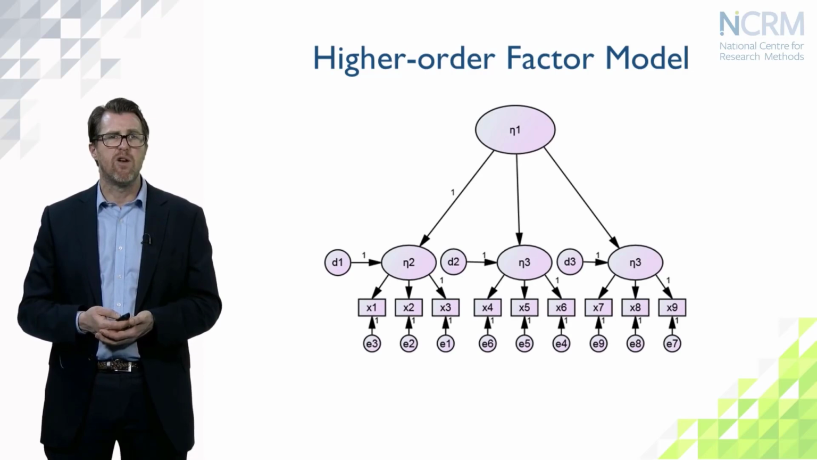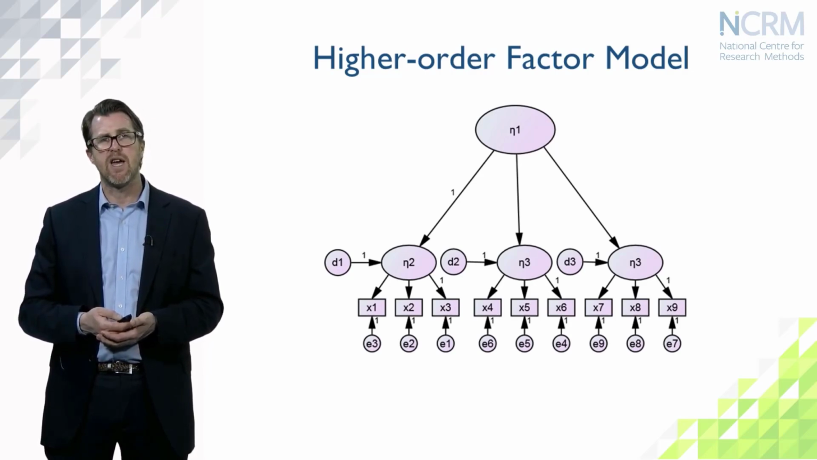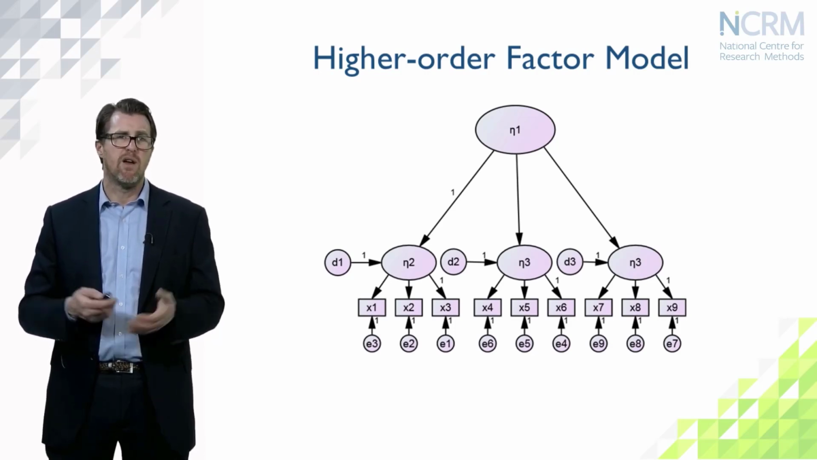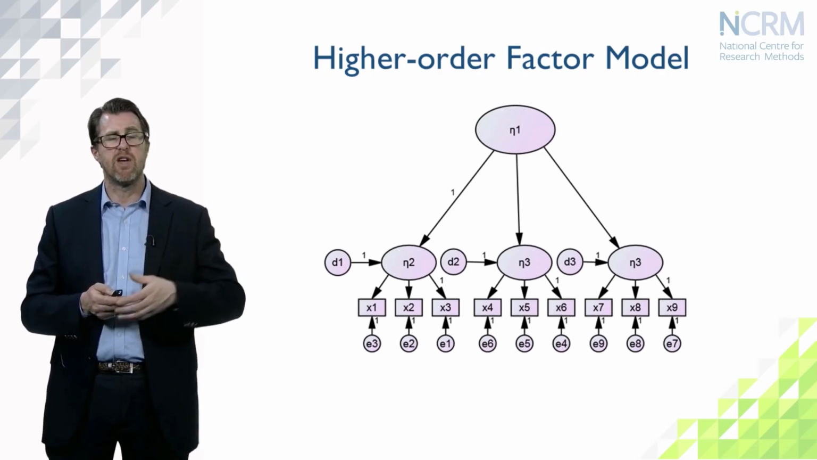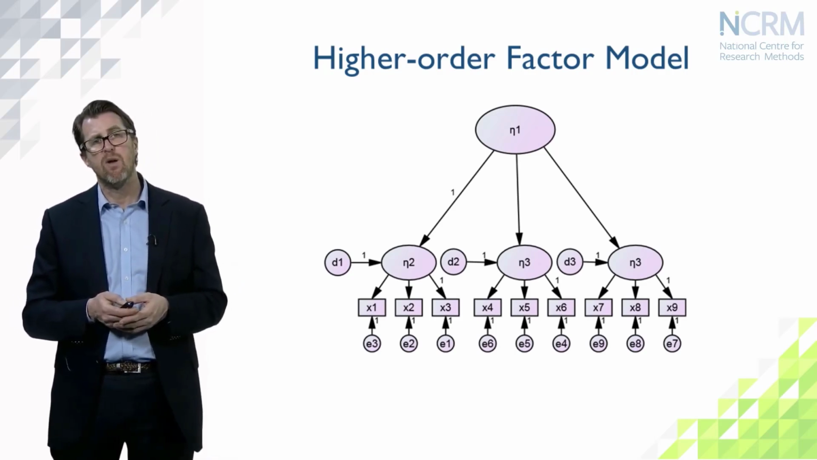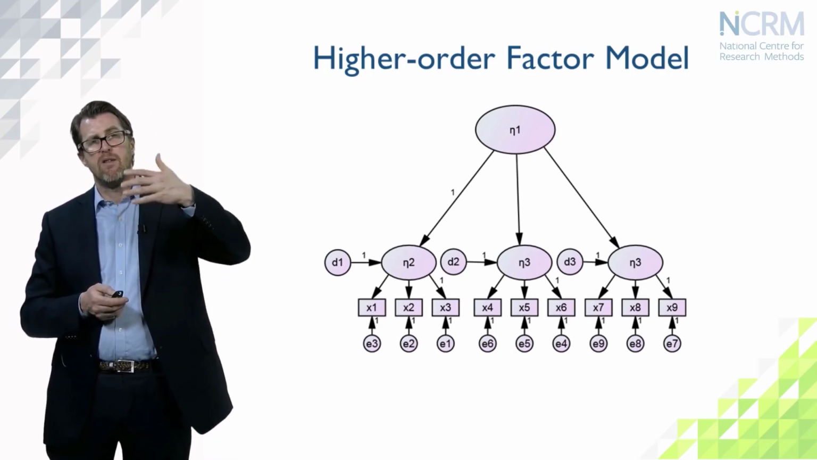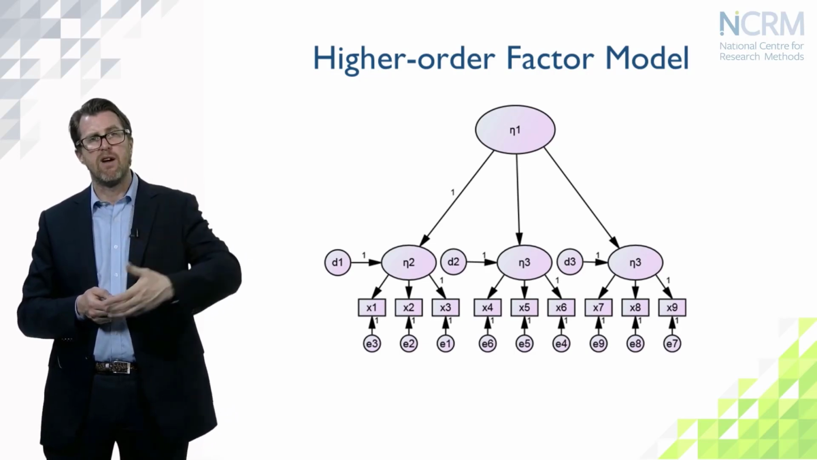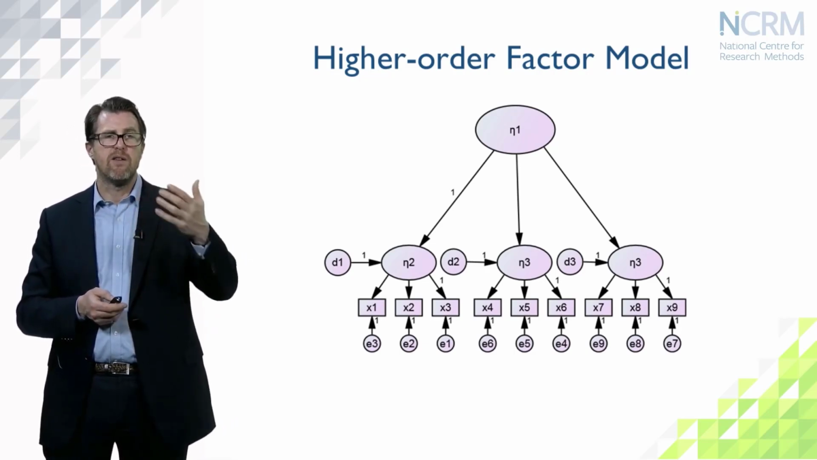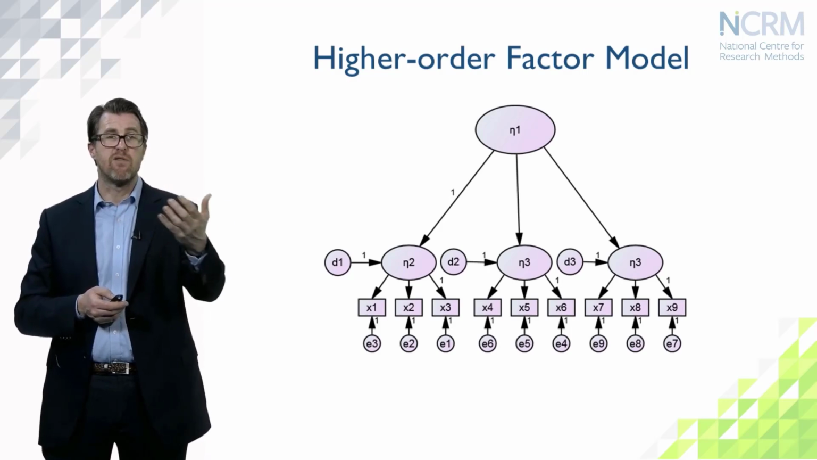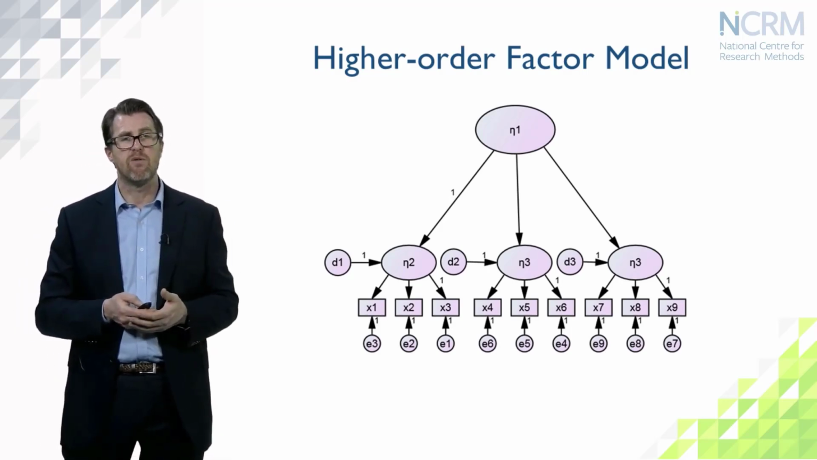We have at the bottom of the diagram now the observed variables in rectangles. There are 9 of those, and each set of 3 is measuring a latent variable, and then the highest level variable, eta 1, is then measured as a function of those 3 latent variables.